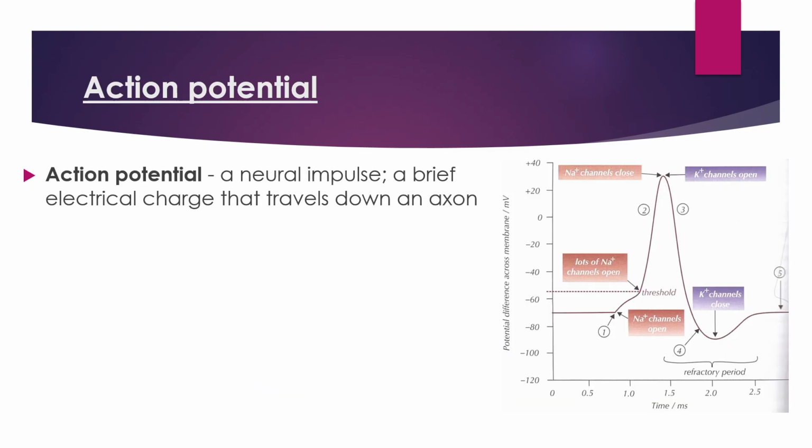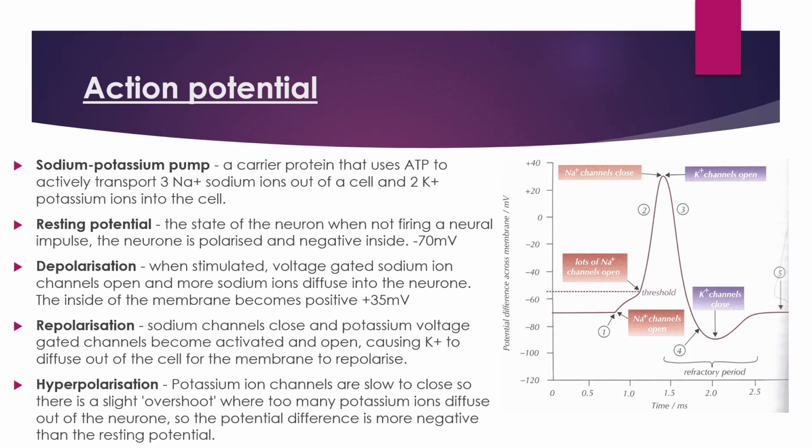Action potential is a neural impulse. A brief electrical charge travels down an axon. So at resting, at 1, there is a sodium potassium pump, a carrier pump that uses ATP to actively transport 3 sodium ions out of the cell and 2 potassium ions into the cell. And resting potential at 1 is the state of a neuron when not firing a neural impulse.